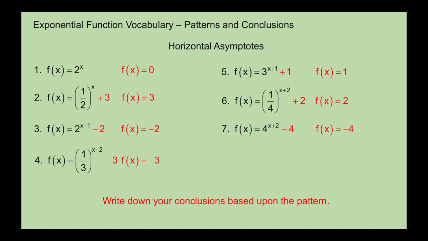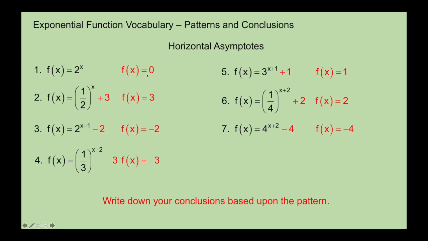As far as our horizontal asymptotes, each asymptote is written next to the function that it came with, and so we want to, again, draw some conclusions. We want to think, well, this 0, how did that come up from this equation? Then if I look at the 3, well, that's right here. The -2 is right here. This -3 is right here. Same thing holds true on this side.